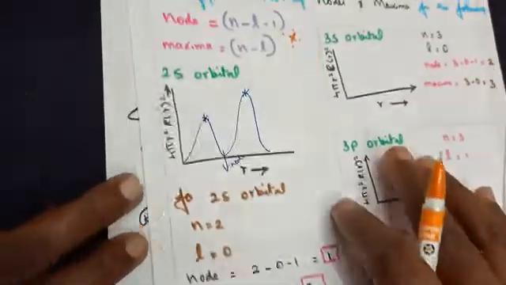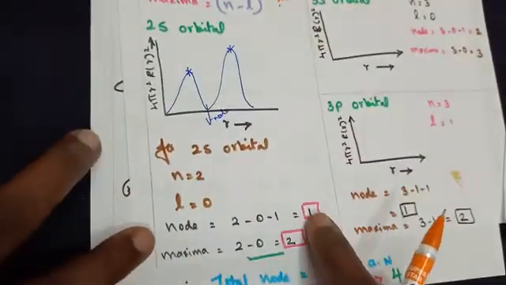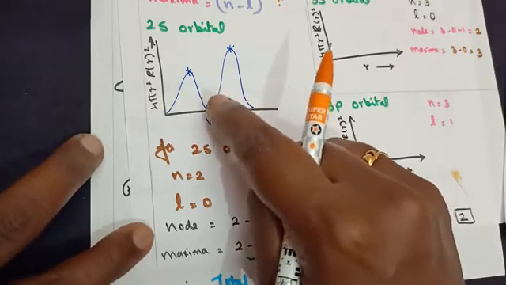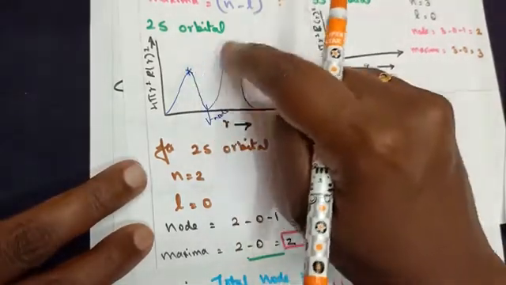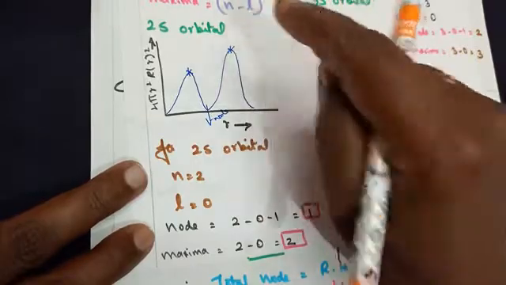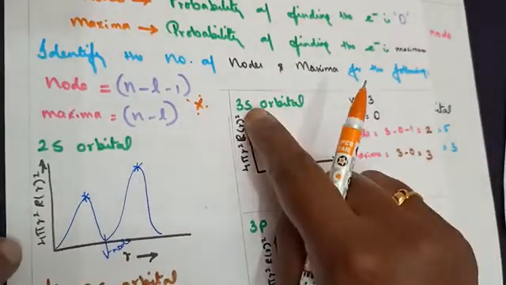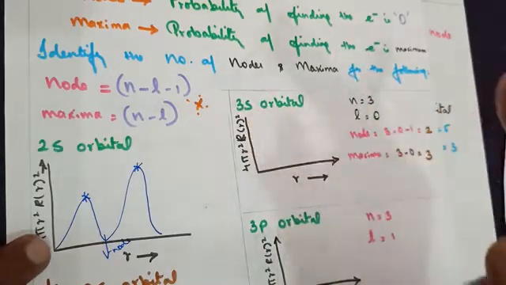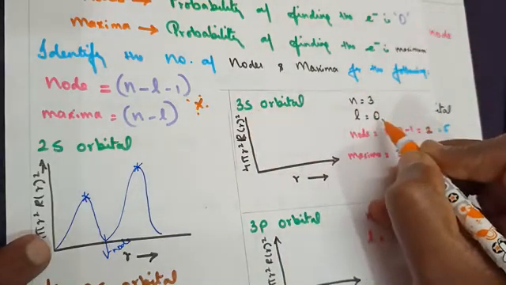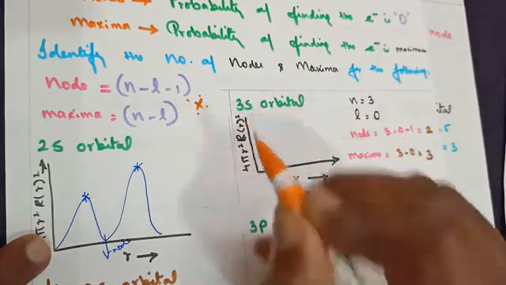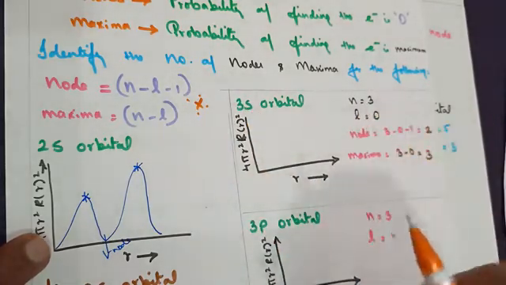So the node value of 2s orbital is 1, meaning the electron cannot be found. The probability of finding the electron is 0 here. The probability of finding the electron in these two peaks is maximum. Come back to 3s orbital. Here again, s orbital, what did I ask you all to remember? L value will be 0. 3s stands for third principal quantum number, so n is equal to 3.